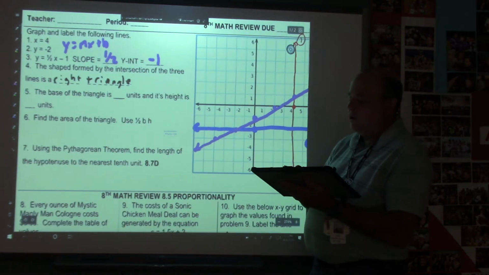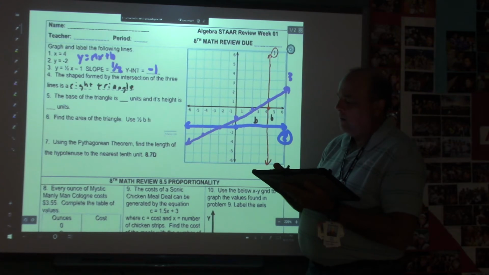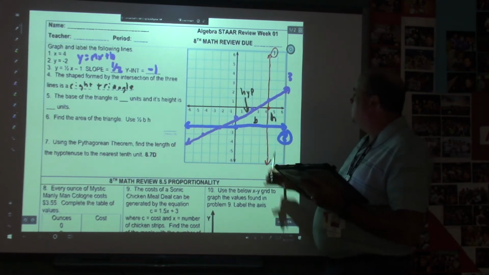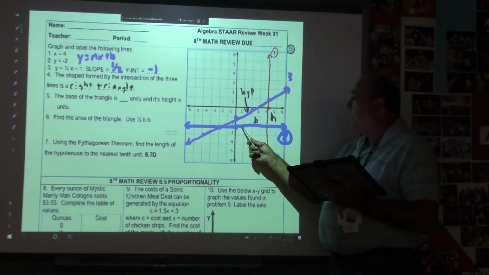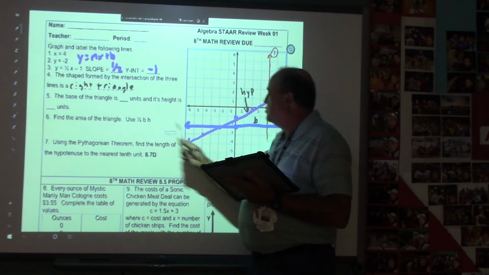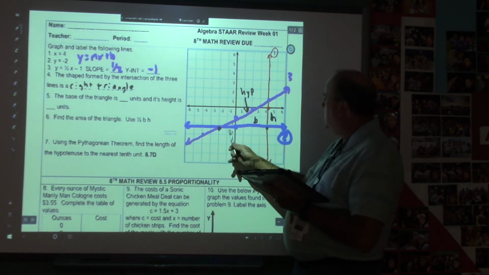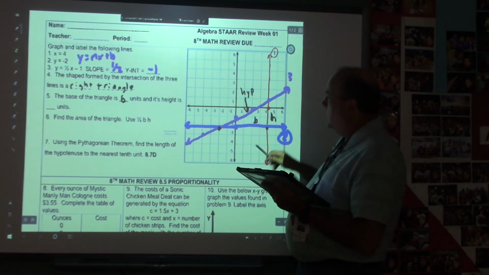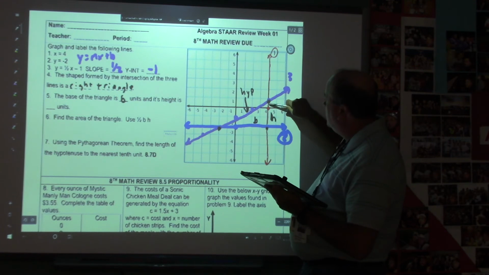Okay, so in our triangle, this will be the base, this will be the height, and this edge right here is called the hypotenuse, right? So we know the base, the height, the hypotenuse. This is also a, b, and c, right? a squared plus b squared equals c squared. Okay, so the base of the triangle is from here to here. So it's going to be 1, 2, 3, 4, 5, 6 units long. Okay, the height is from here to here, and it's going to be 1, 2, 3 units long.